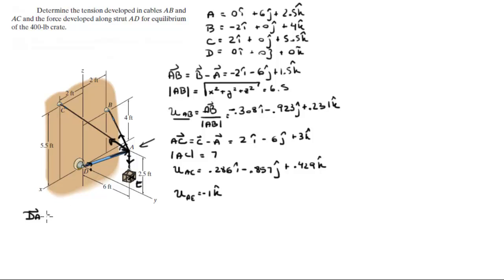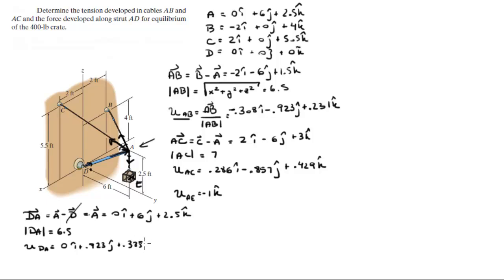No, it's backwards because the force is going towards A, not away from A. So DA is equal to A minus D, and since D is at the origin, it is equal to A, which is 0 in the I plus 6 in the J plus 2.5 in the K. The magnitude of DA is equal to 6.5, and unit vector DA is equal to 0 in the I plus 0.923 in the J plus 0.385 in the K.